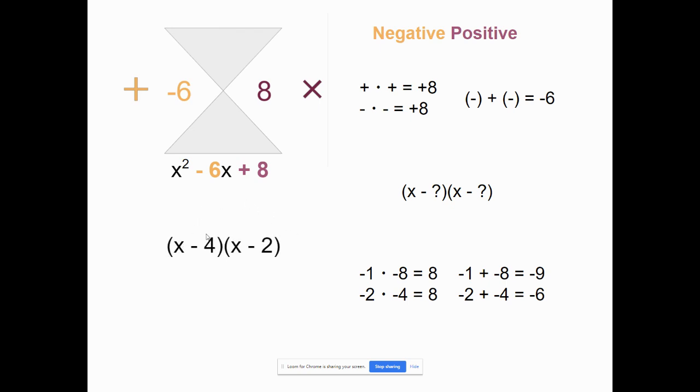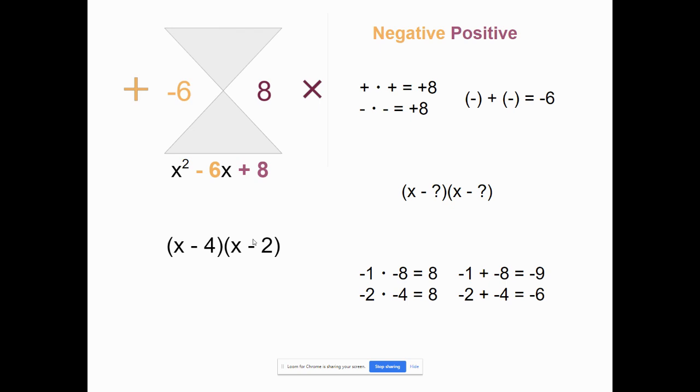So x minus 4 times x minus 2, that is the factor pair for this trinomial. And it doesn't really matter whether you put the 2 over here and the 4 over here. If you wrote these in the opposite order, it would be perfectly fine. They're still both negative. It doesn't really matter. You'll get the same answer either way.